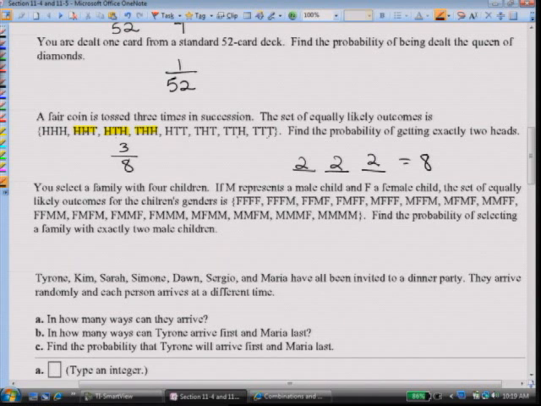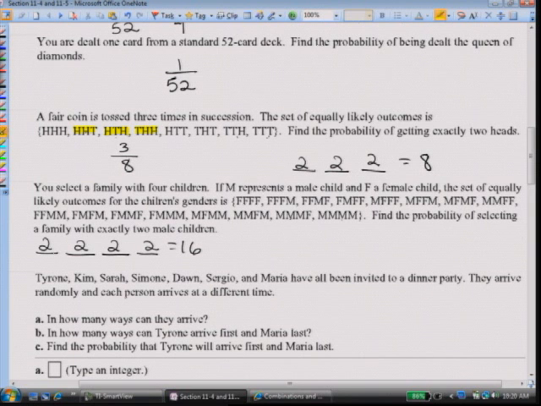Now it says you select a family with 4 children. If M represents a male child and F a female child, the set of equally likely outcomes for the children's genders is given. Because you can imagine that you have a firstborn son, or maybe you don't have your son until the third, or the order matters. We're always talking about birth order anyway. And so they list out all the different possibilities. And again, you can do that with the fundamental counting principle. You can have a boy or a girl, a boy or a girl, a boy or a girl, a boy or a girl. So you expect to have 16 total different combinations, which is what you have here. 1, 2, 3, 4, 5, 6, 7, 8, 9, 10, 11, 12, 13, 14, 15, 16.